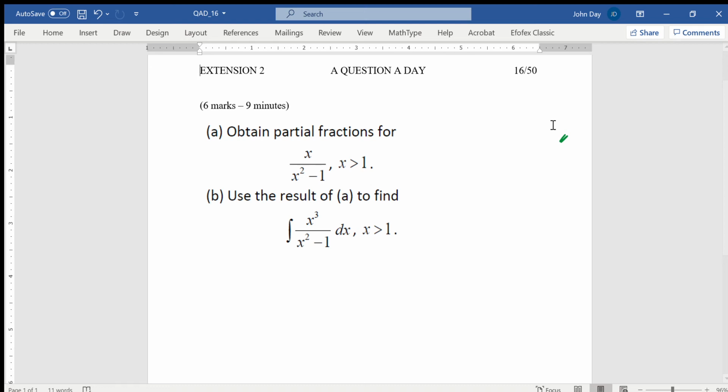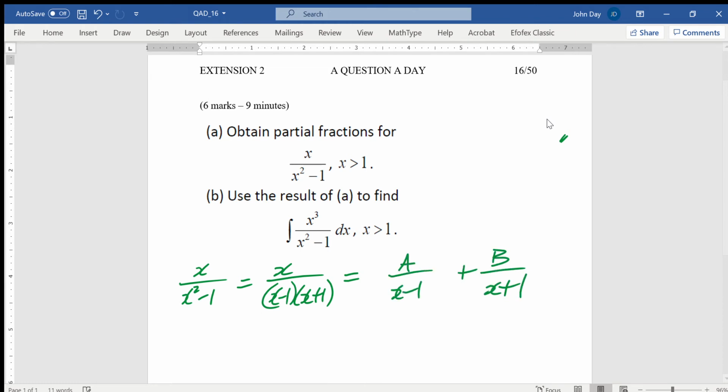Well, here we are at day 16 for extension to a question a day. Part A says obtain partial fractions for x on x squared minus 1 for x bigger than 1. Well, x on x squared minus 1 is the same as x on (x minus 1)(x plus 1), isn't it? So we could factorise that bottom quadratic, and we want to express that as a on x minus 1 and b on x plus 1.